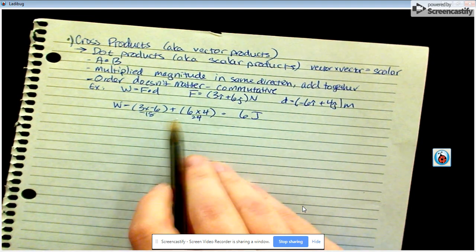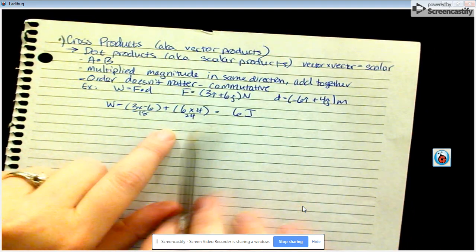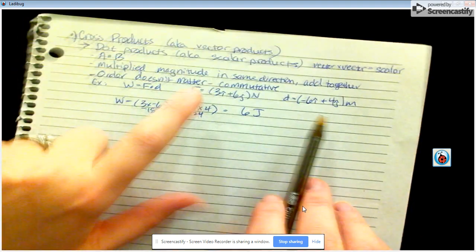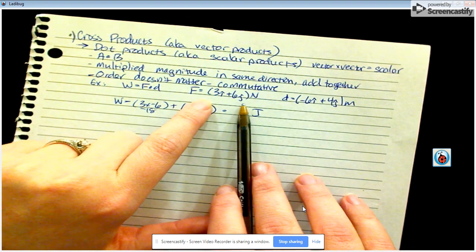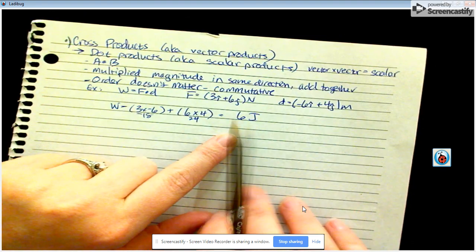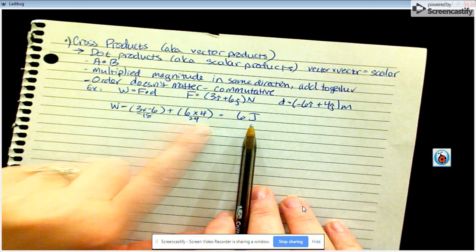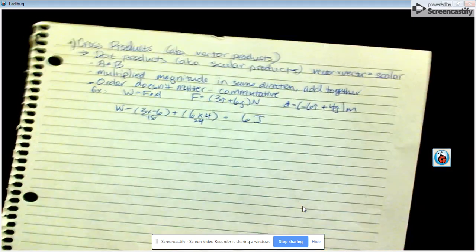Now, it doesn't matter if we did our j hats first. So even if our i's and j's were reversed, you'd still just be adding them together and you'd still get 6 joules as an answer.